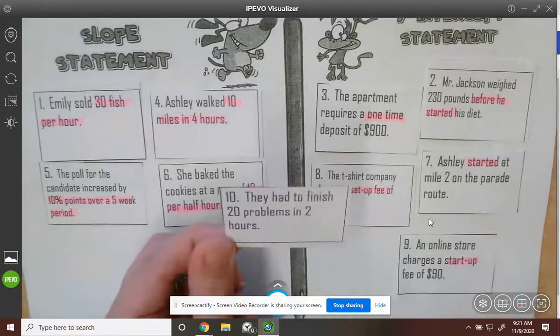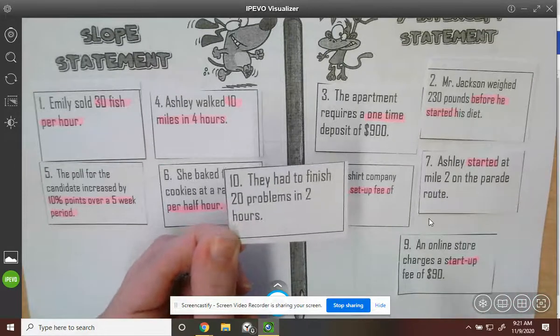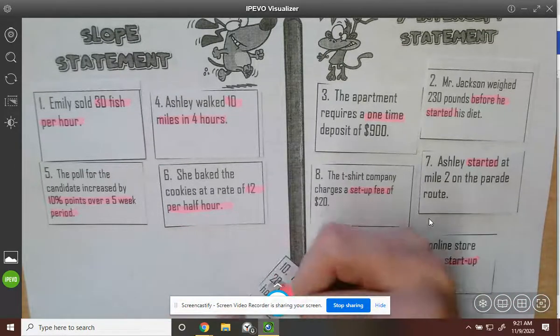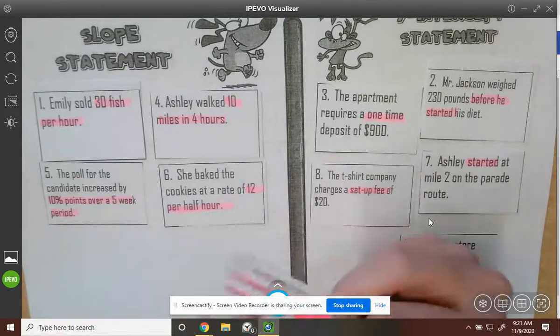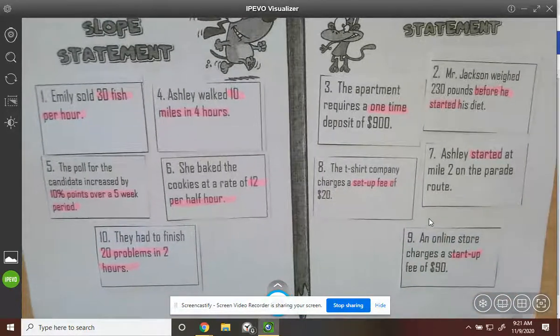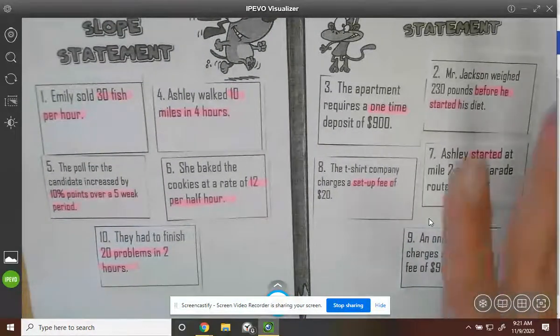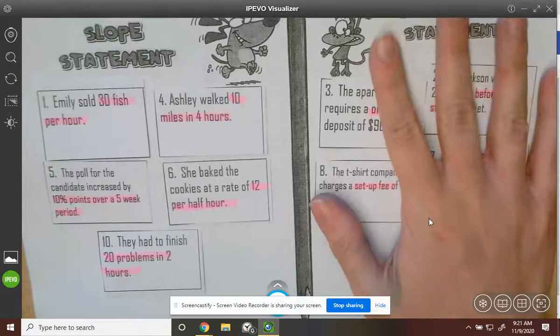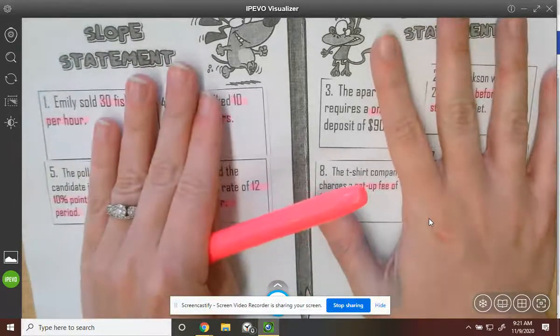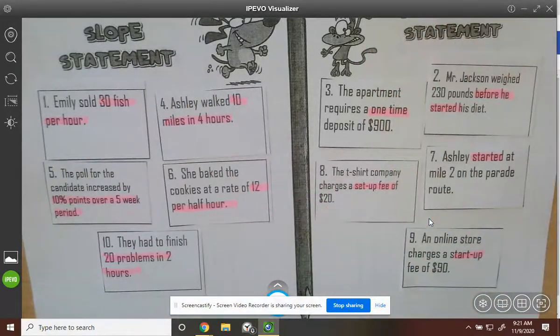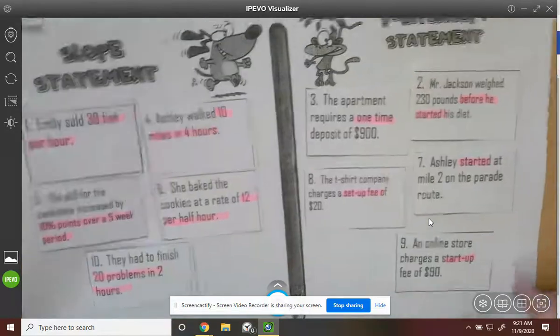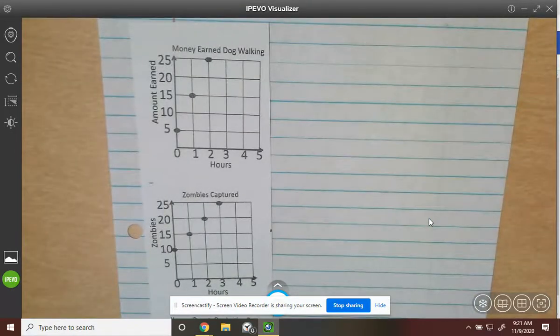Last one, they had to finish 20 problems in 2 hours. That's a rate, 20 problems in 2 hours. So that would be slope. Okay, so this is pretty much what you're doing on your homework, just sorting if it's a beginning statement, a one-time fee, or if it's continuing and it's a rate problem. And then we got one more type thing that we're going to do, and that is looking at these graphs and telling what they mean.